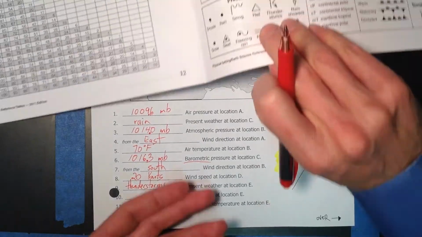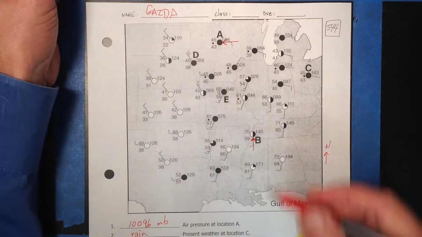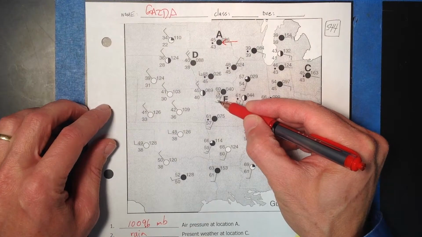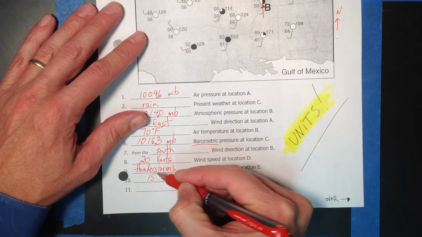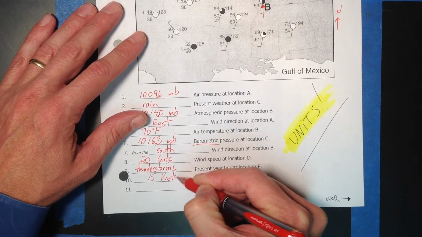Wind speed at E. So E is here. Again, a full flag, a feather, and a half a feather. So that's 10 plus 5, 15 knots. Use the reference table as a guide on that as well.